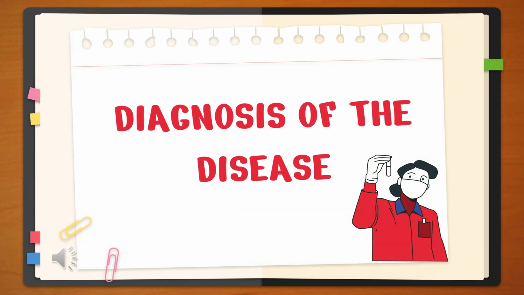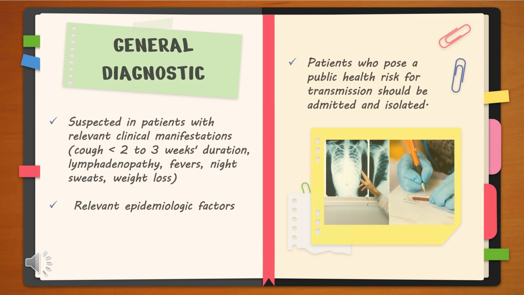Now, let us go to the diagnosis of the disease. In the general diagnostic approach, the diagnosis of pulmonary tuberculosis should be suspected in patients with relevant clinical manifestations, such as cough of more than 2 to 3 weeks duration, lymphadenopathy, fevers, night sweats, weight loss, and relevant epidemiologic factors such as history of prior TB infection or disease, known or possible TB exposure, and/or past or present residence or travel to an area where TB is endemic.